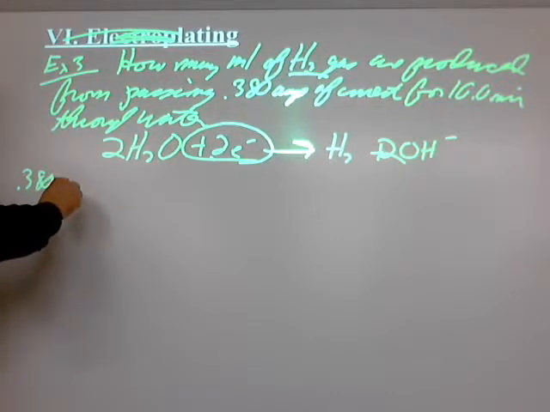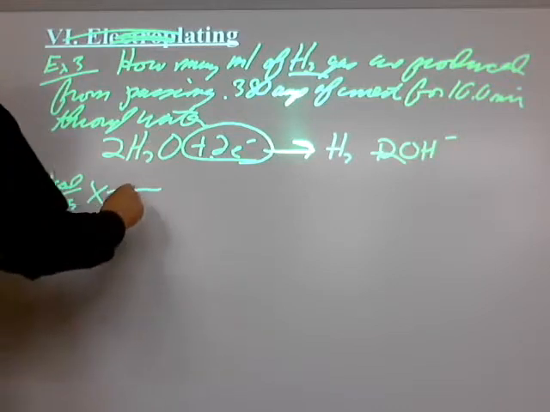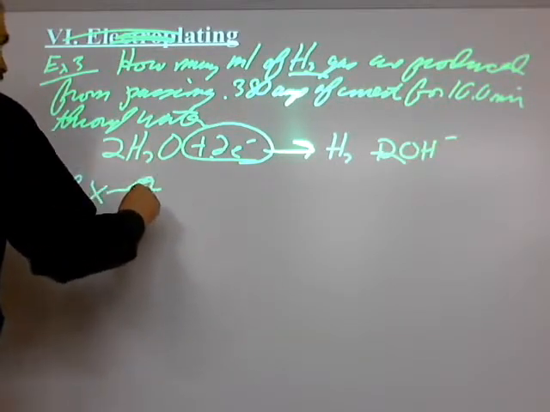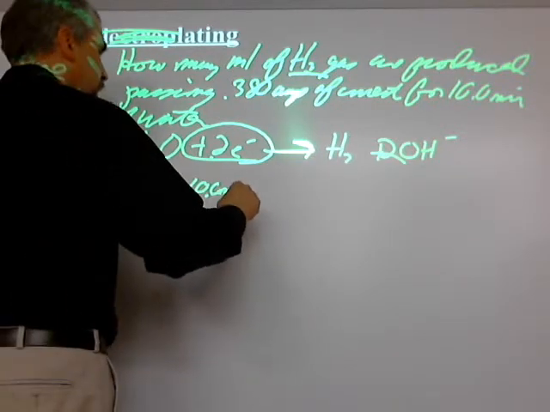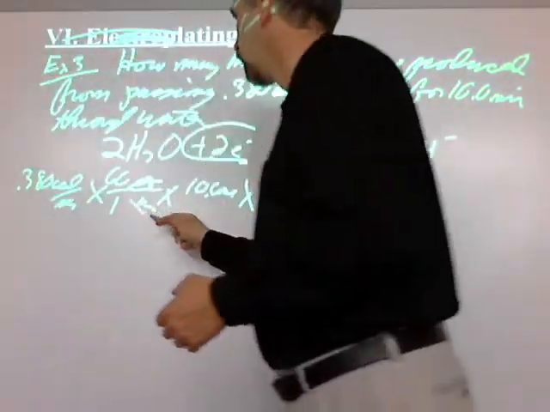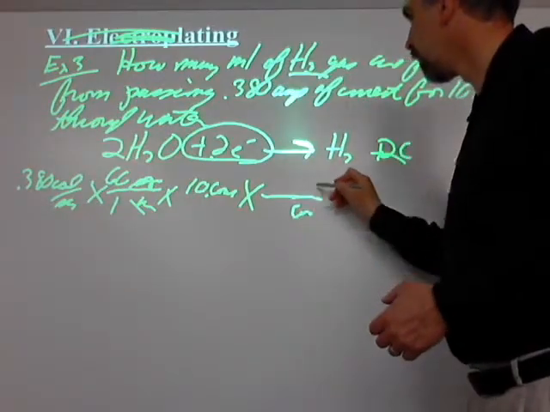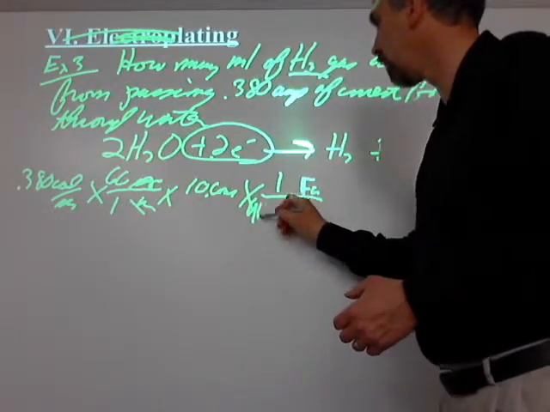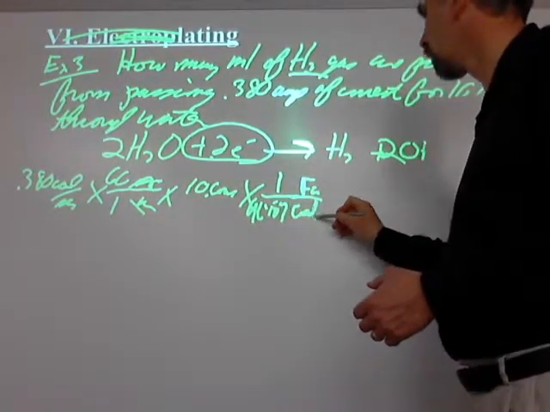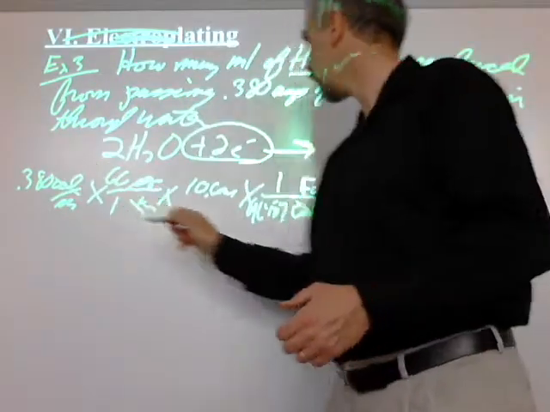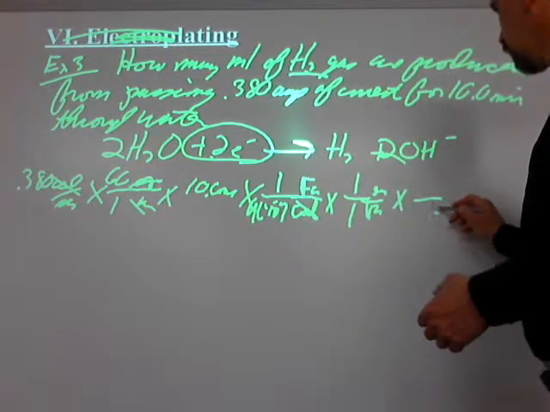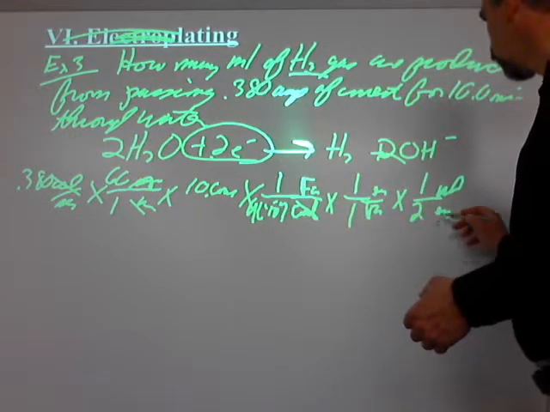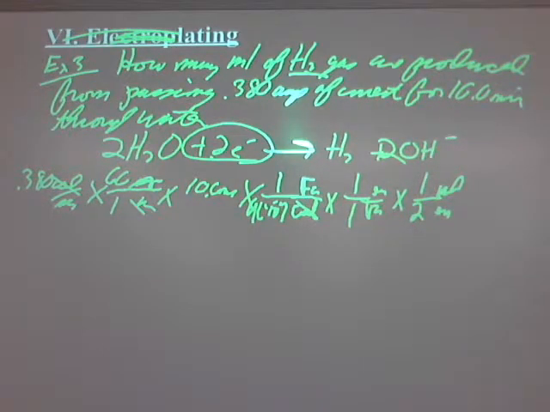0.380 coulombs per second, times 60 seconds over 1 minute, times 10.0 minutes, times coulombs in the bottom, Faradays in the top, 1 Faraday, 96487 coulombs, times Faradays at the bottom, equivalents at the top, 1 to 1, times equivalents at the bottom, moles at the top, 1 mole contains 2 equivalents. And you should be at that point right there, right? Everybody's at that point? Okay.